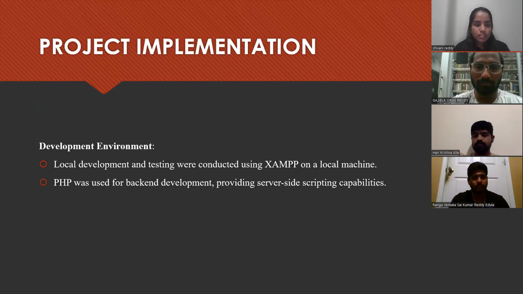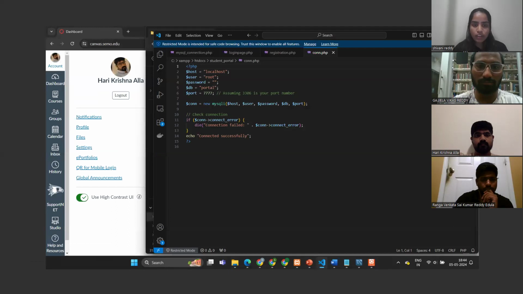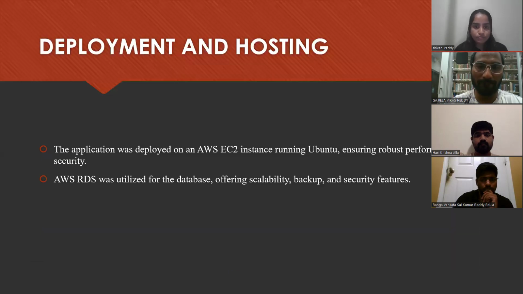For the project implementation development environment, the local development and testing were conducted using XAMPP on local machines. PHP was used for the backend development, providing server-side scripting capabilities. Now we're going to see the screenshots of the local development and the PHP backend development. This is the local development and this is the PHP.